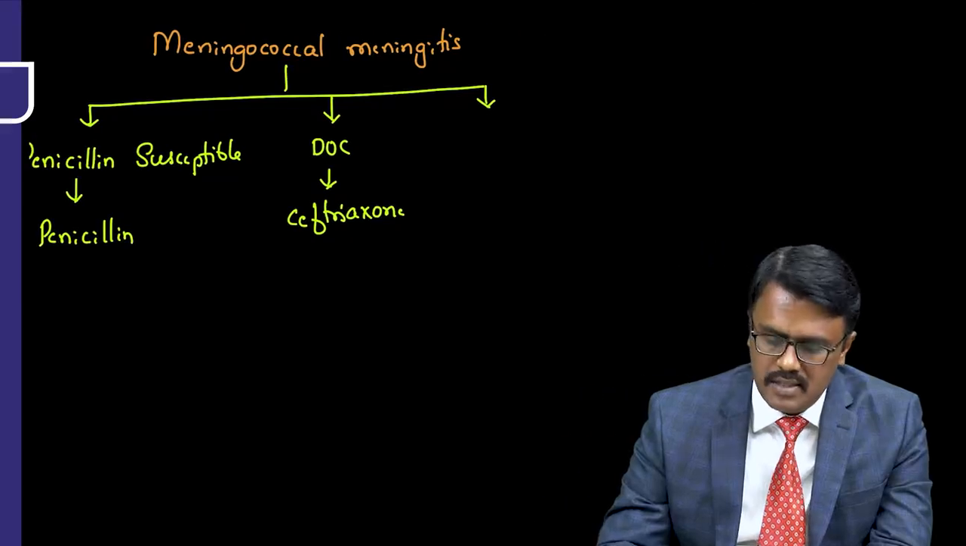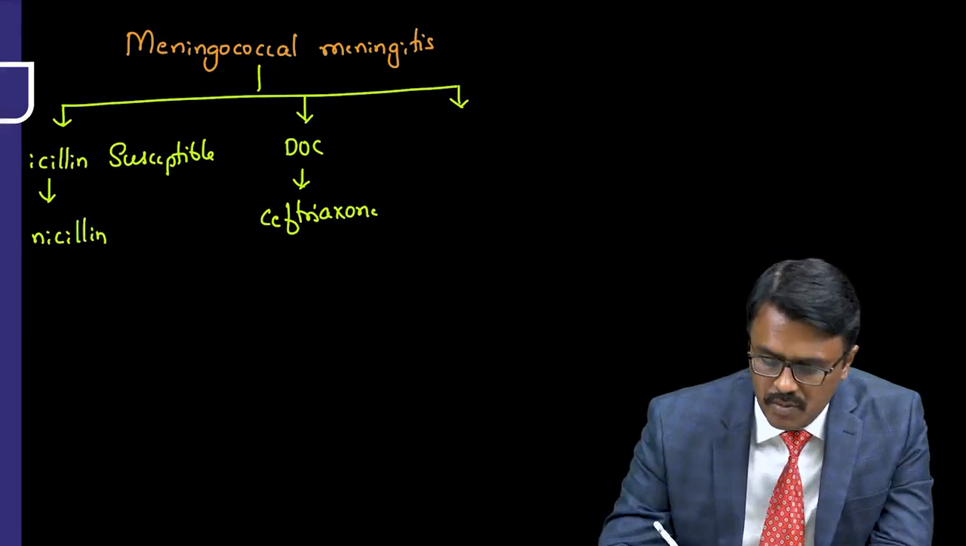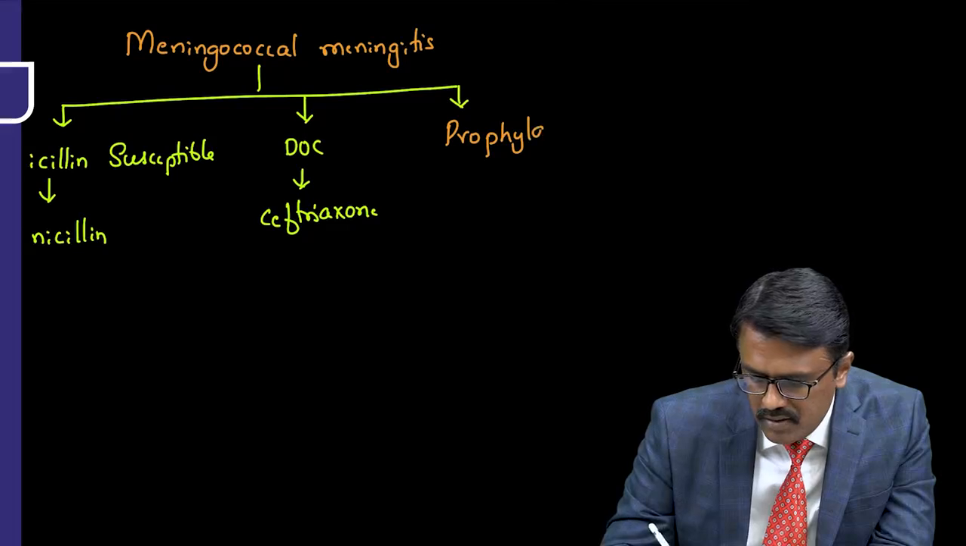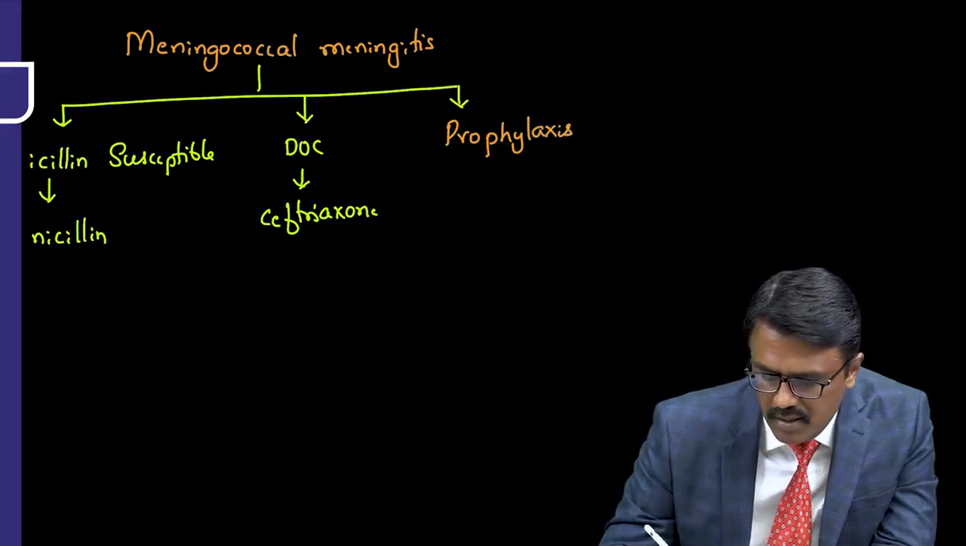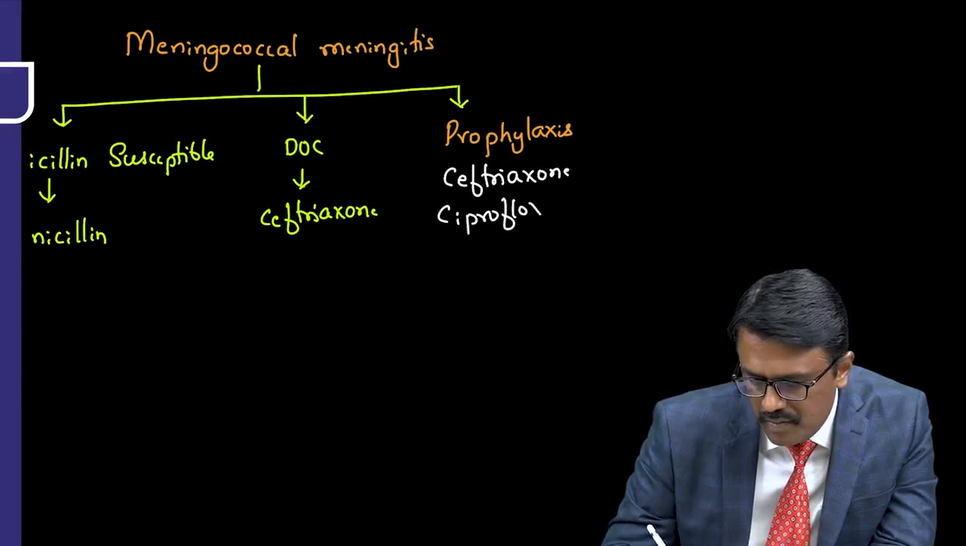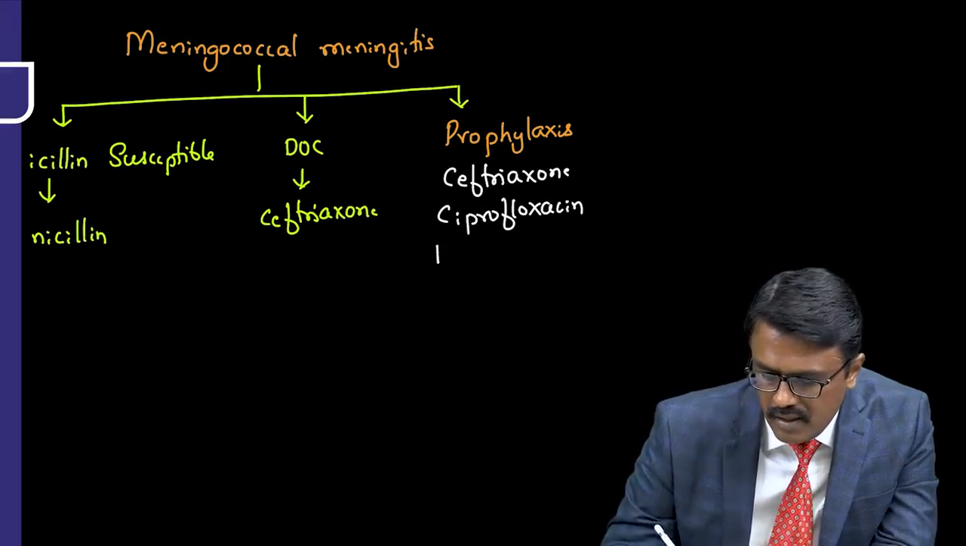Now there is a chance when there is meningococcal meningitis, we need to give prophylaxis. So what are drugs for prophylaxis? They are ceftriaxone, then ciprofloxacin, and we have another option, that is rifampicin.